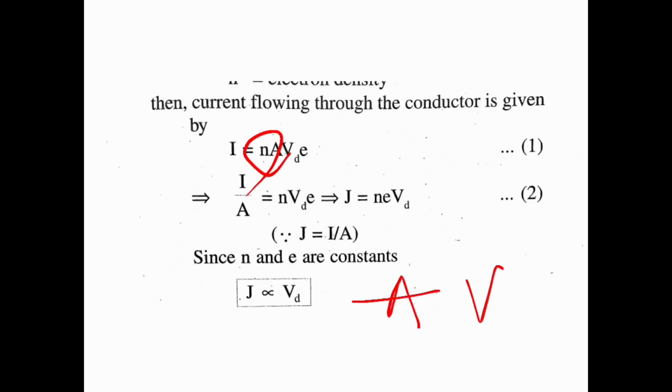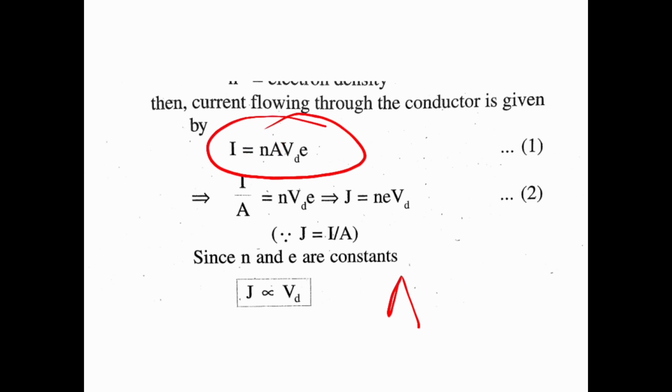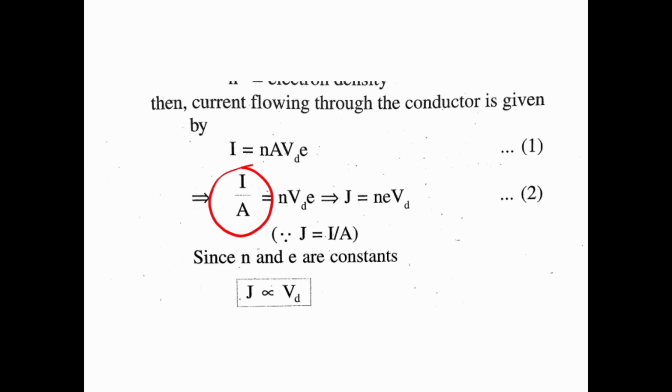Now, this equation is considered to be equation 1. From this equation we can divide and write up to this step, I by A is equal to nVde. Okay, very simple.